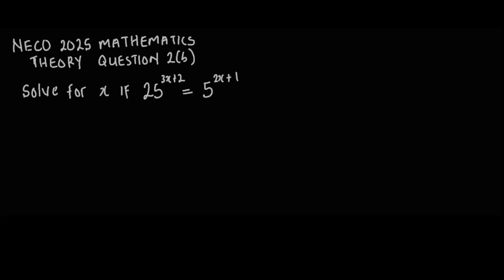We have a question here. It's a question on indices, exponential equation. It's a question from the NECO 2025 Mathematics question, and it's a theory question 2B. The question: solve for x if 25 raised to power 3x plus 2 is equal to 5 raised to power 2x plus 2. Now, this question is on exponential indices or exponential equation.